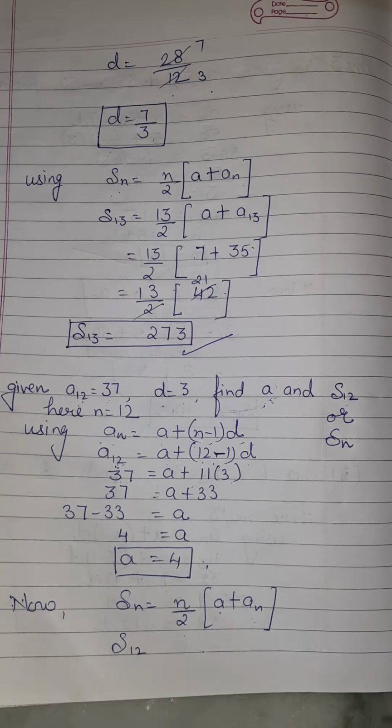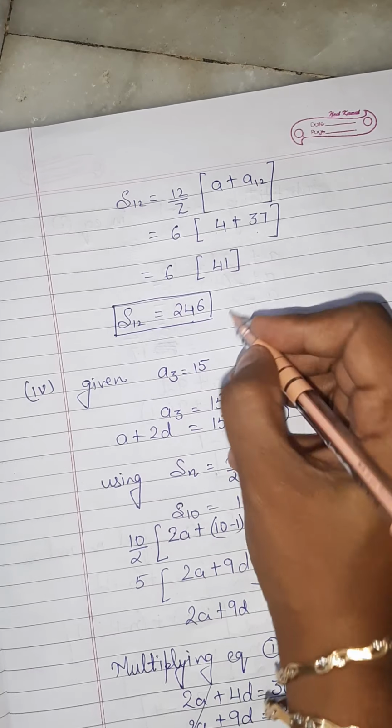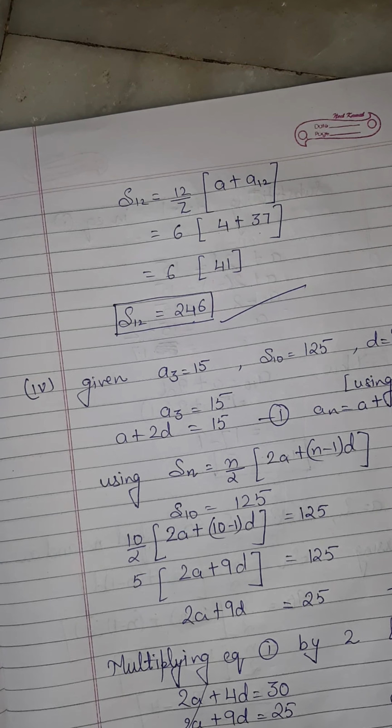Just see, I have done the calculation for you all. S12 is 12 upon 2, into (a plus a12). The value of a and the value of a12 are already given. 12 by 2 is 6. On calculating, we are getting the answer as 246. Again an easy question.